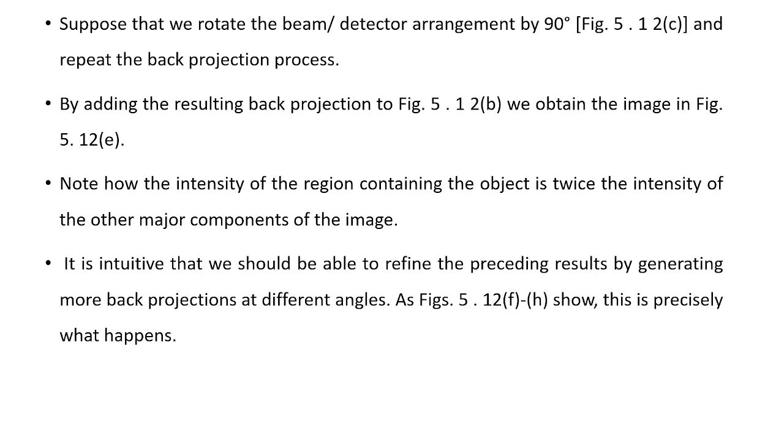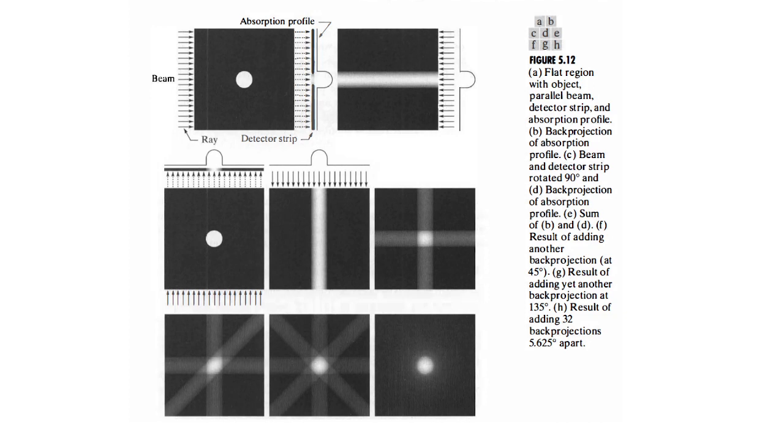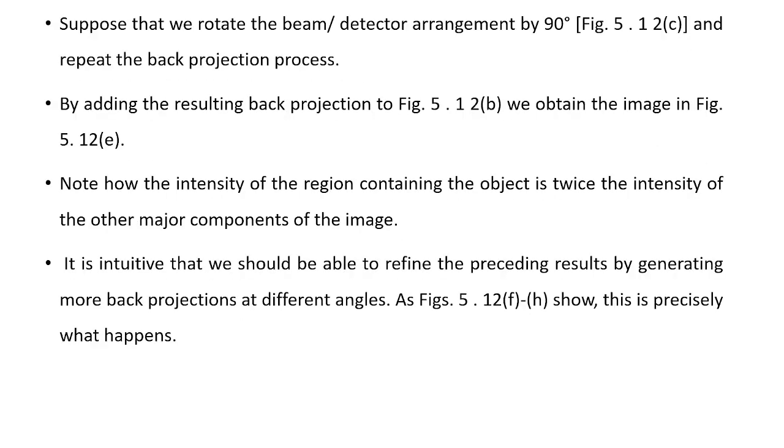So now the intensity of the region containing the object is twice the intensity of the other major components in the image. So now you see the image, E image. So A, B, C, D, E. What is this E image? It contains many intensities. Now this horizontal line, vertical line, center area. So we have more in that E figure. Intensity is twice the intensity of the other major components of the image.